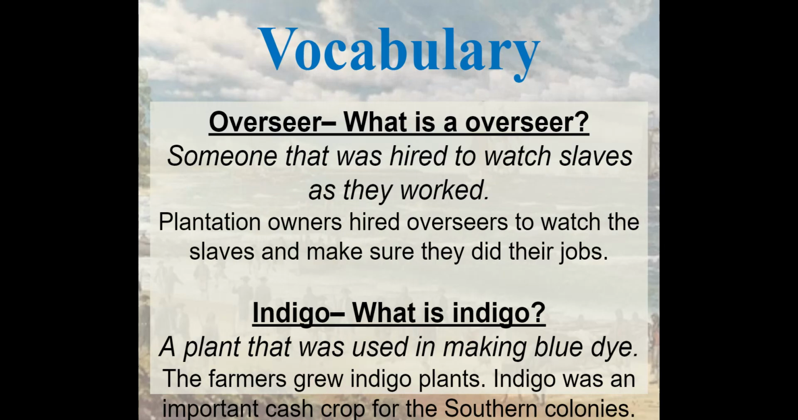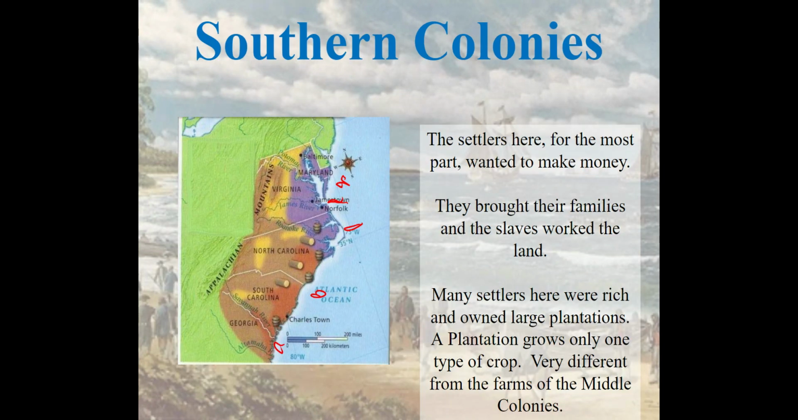An overseer. What is an overseer? Someone that was hired to watch slaves as they worked. Plantation owners hired overseers to watch the slaves and make sure they did their jobs. What is indigo? A plant that was used in making blue dye. Farmers grew indigo plants. Indigo is an important cash crop in the southern colonies. Excellent.